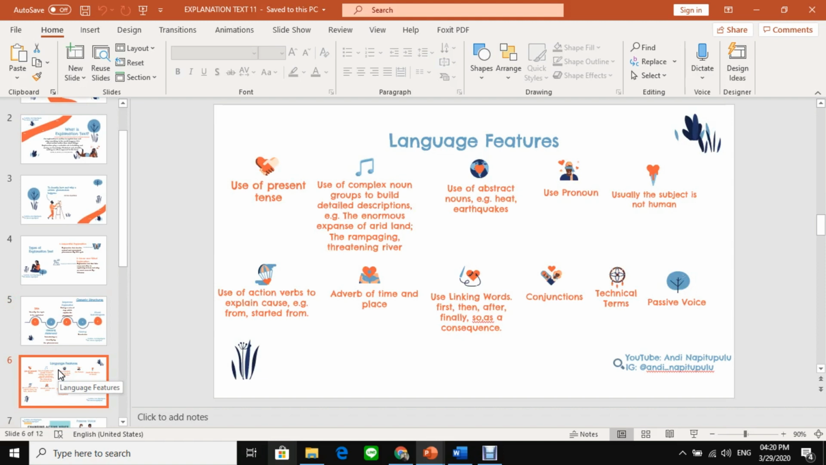For example, one of the language features in the explanation text is passive voice. Maybe some of you are still confused about the use of passive voice. So today we are going to learn about passive voice. I hope you pay attention to this subject, because after this I'm going to ask you to do something, okay?